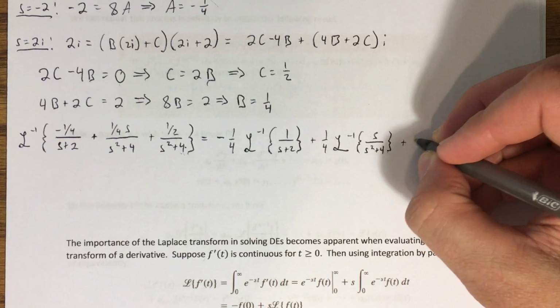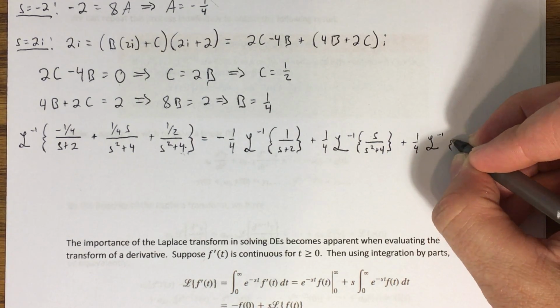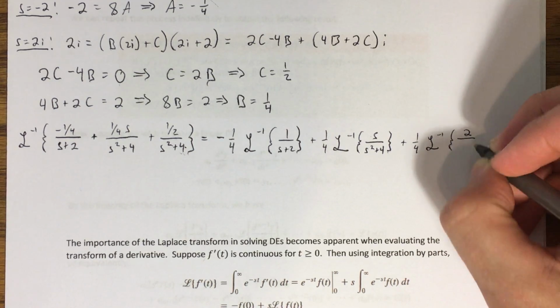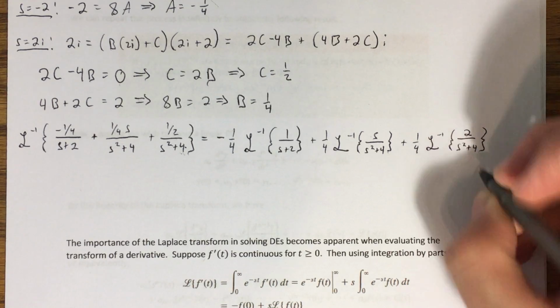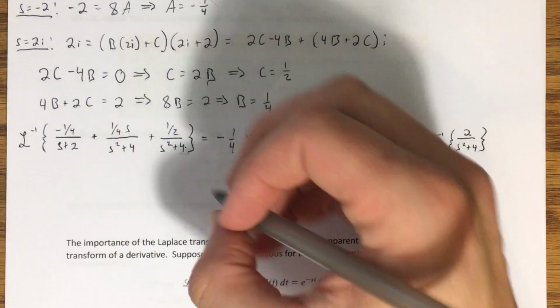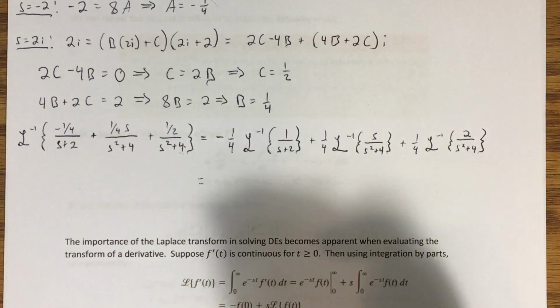So I'm going to make this plus 1/4 inverse Laplace transform. That leaves me a 2 up here over s squared plus 4. Now all three of these match the familiar forms that we recognize from our table. So what we should be getting as an answer here is, where did I write it? Here we go.